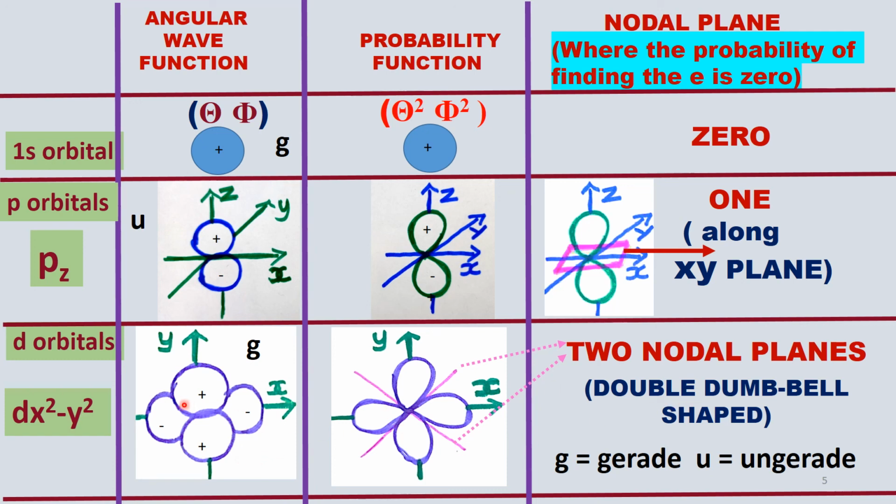Therefore, d orbitals are again called GERADE orbitals. These are orbitals with a center of symmetry. These are symmetrical with respect to the center of inversion. These are asymmetrical with respect to the center of inversion. There are two nodal planes for the dx square minus y square orbital.